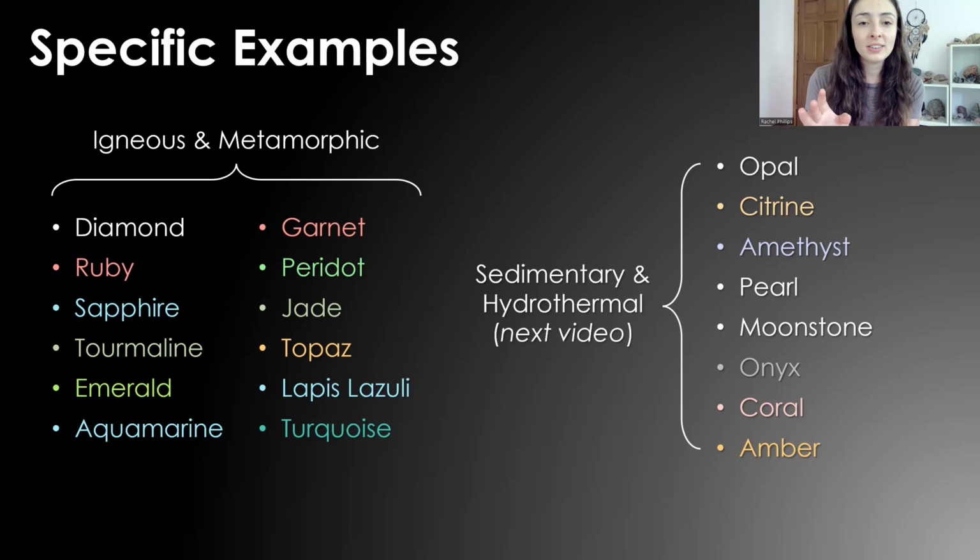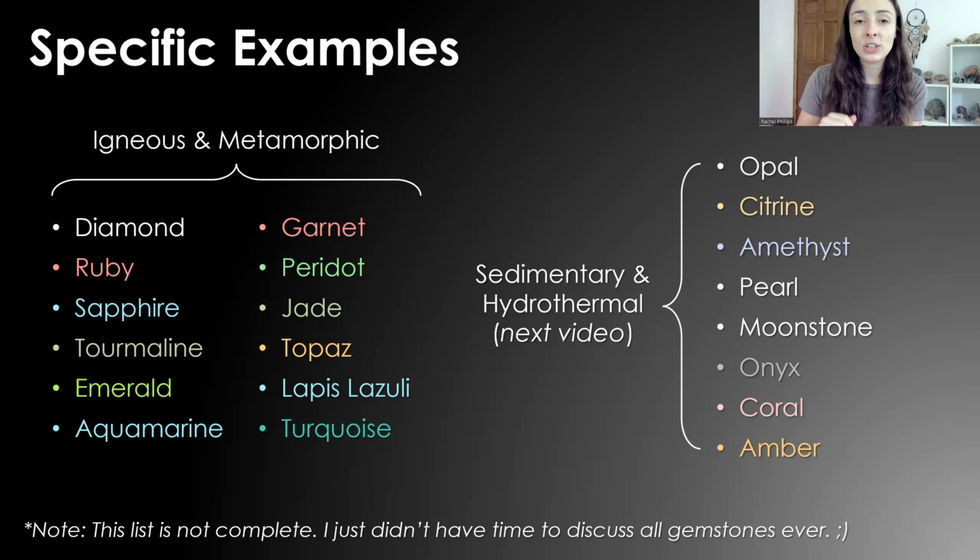So that's kind of, like I mentioned, the distinction I make between igneous and metamorphic versus sedimentary and hydrothermal. But again, not an official distinction, just so I had a relatively equal amount of gems to go over for each video. And also note that this list is not complete. I just didn't have time to discuss all gemstones ever. So if you don't see your favorite on either of these lists, please comment it down below and maybe I can make a future video about that and others that I didn't go over here.